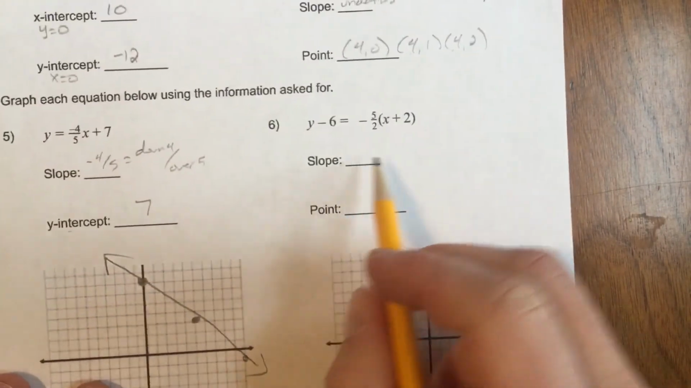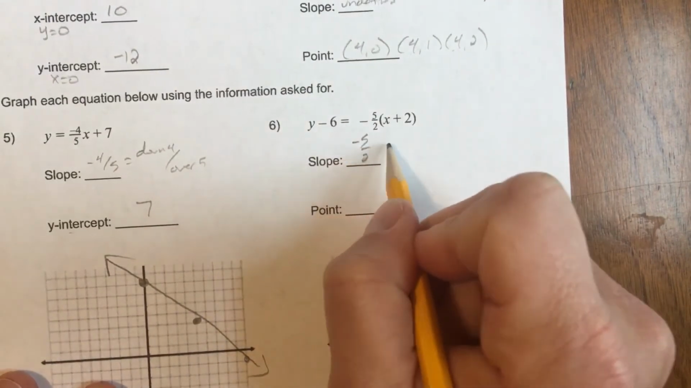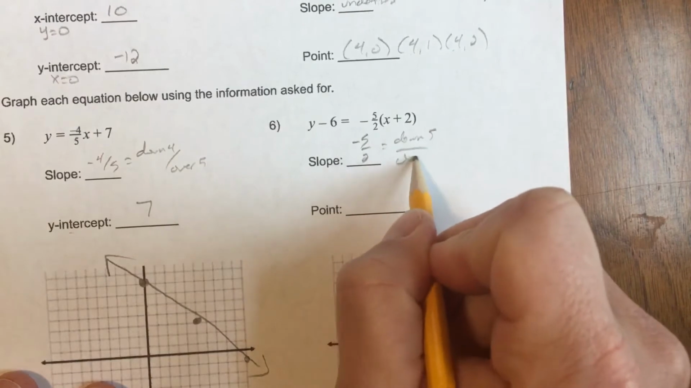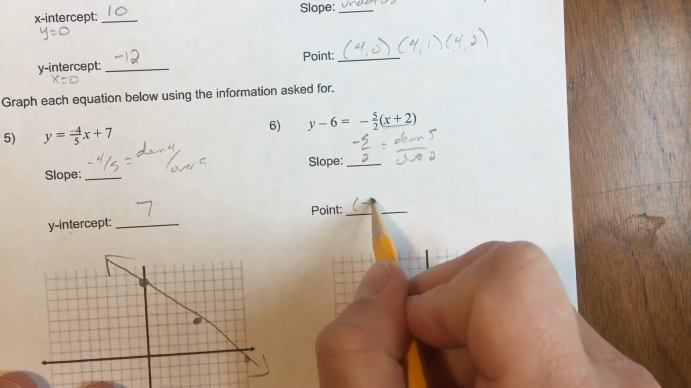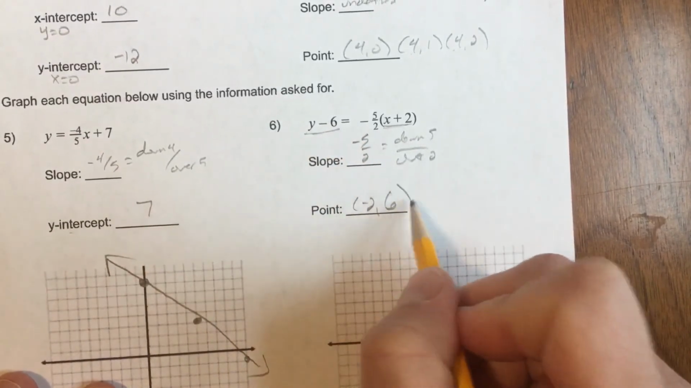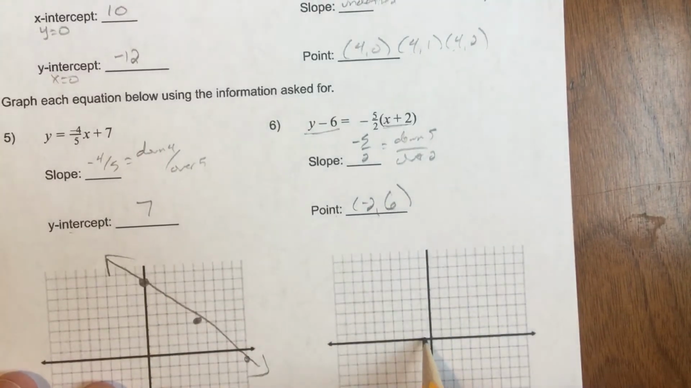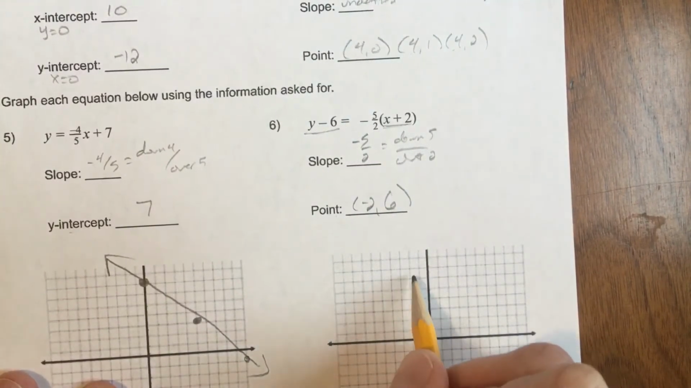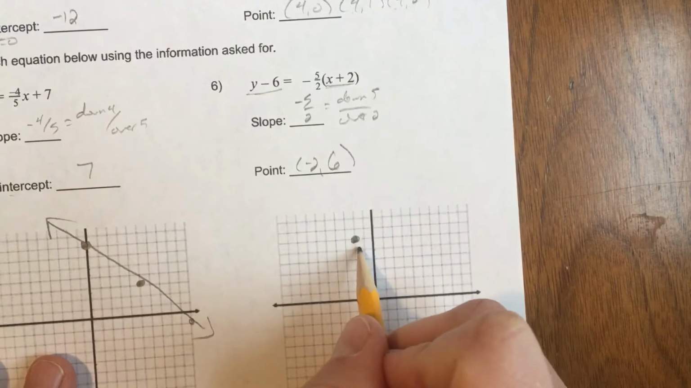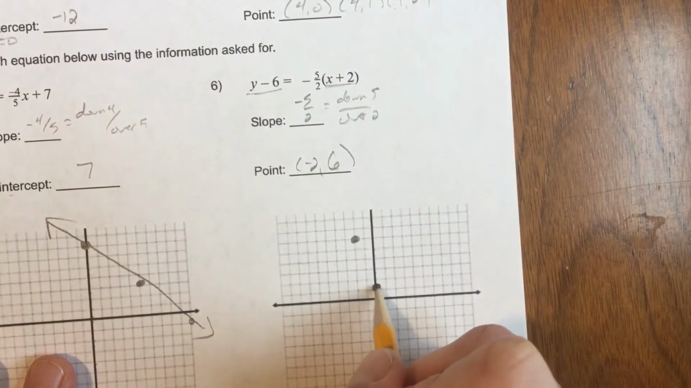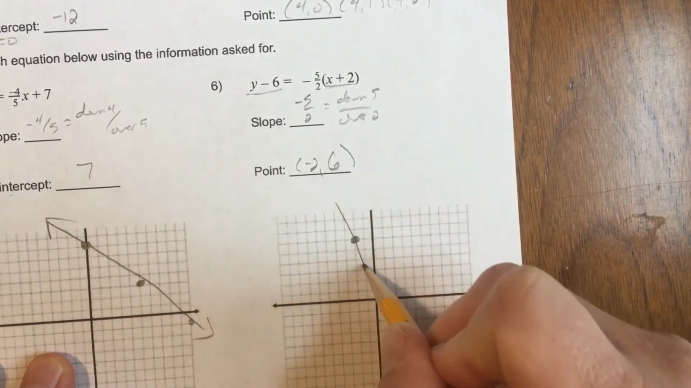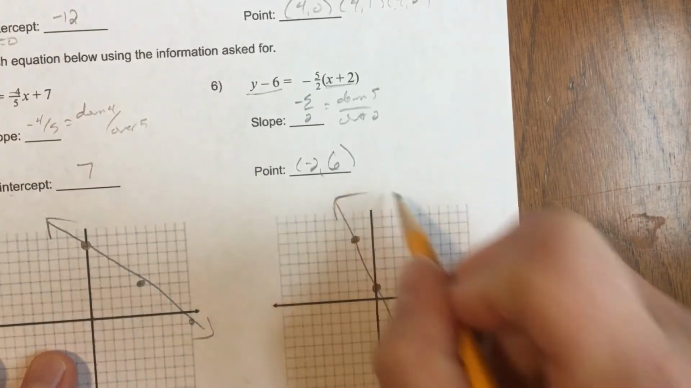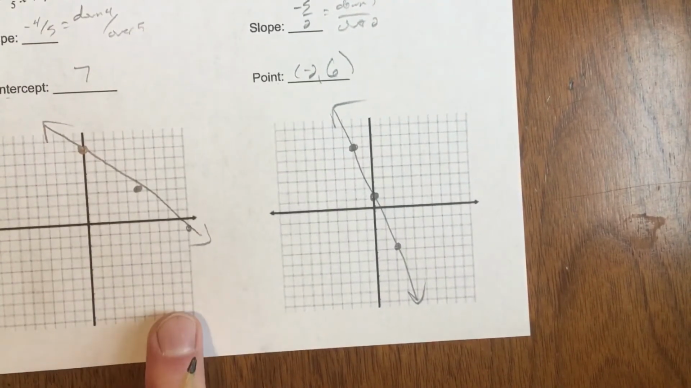As far as this one goes, our slope is negative 5/2. That means we're going to go down 5 and over 2. As far as the point goes, again, we take the opposite of what's with x. So the opposite of negative 2 is positive 2, and the opposite of positive 6 is negative 6. We go to the point negative 2, positive 6. From this point, we go down 5, 1, 2, 3, 4, 5, and over 2. That puts us right there. Run my line through there, again as best you can. And that's how we graph those kinds of equations.